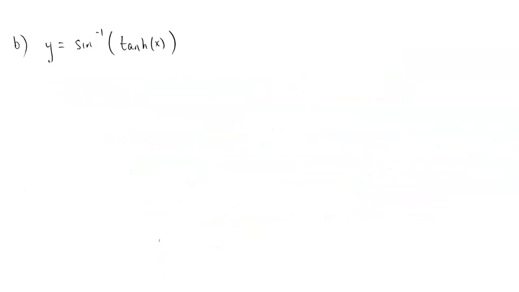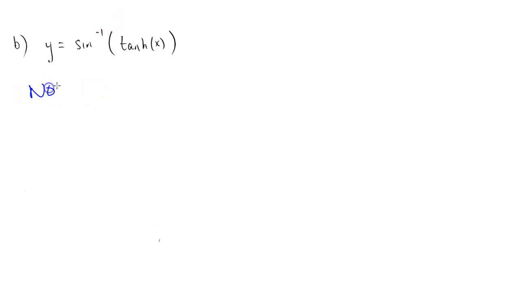So for our next example, we see that we have a composite function where the inside function is tangent hyperbolic. The outside function is going to be sine inverse. So notice that we're mixing an inverse trig function with a hyperbolic function. So we have to be careful on making sure that we don't get the derivatives mixed up there.